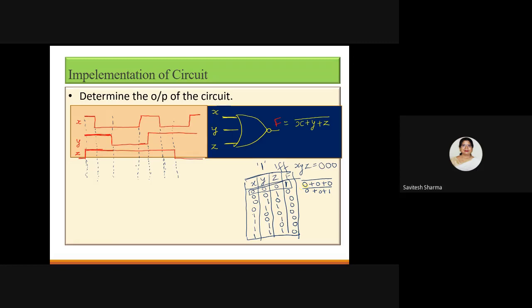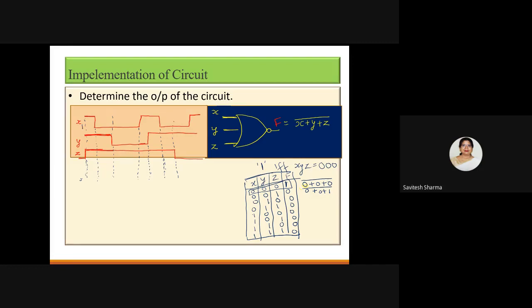So just see. In the first case, this is 1, this is 1, this is 1, so you will have 0. So we will identify the case when all inputs are 0. Just check out where you have all inputs 0. Is there any point where all inputs are 0? See, this is the case.